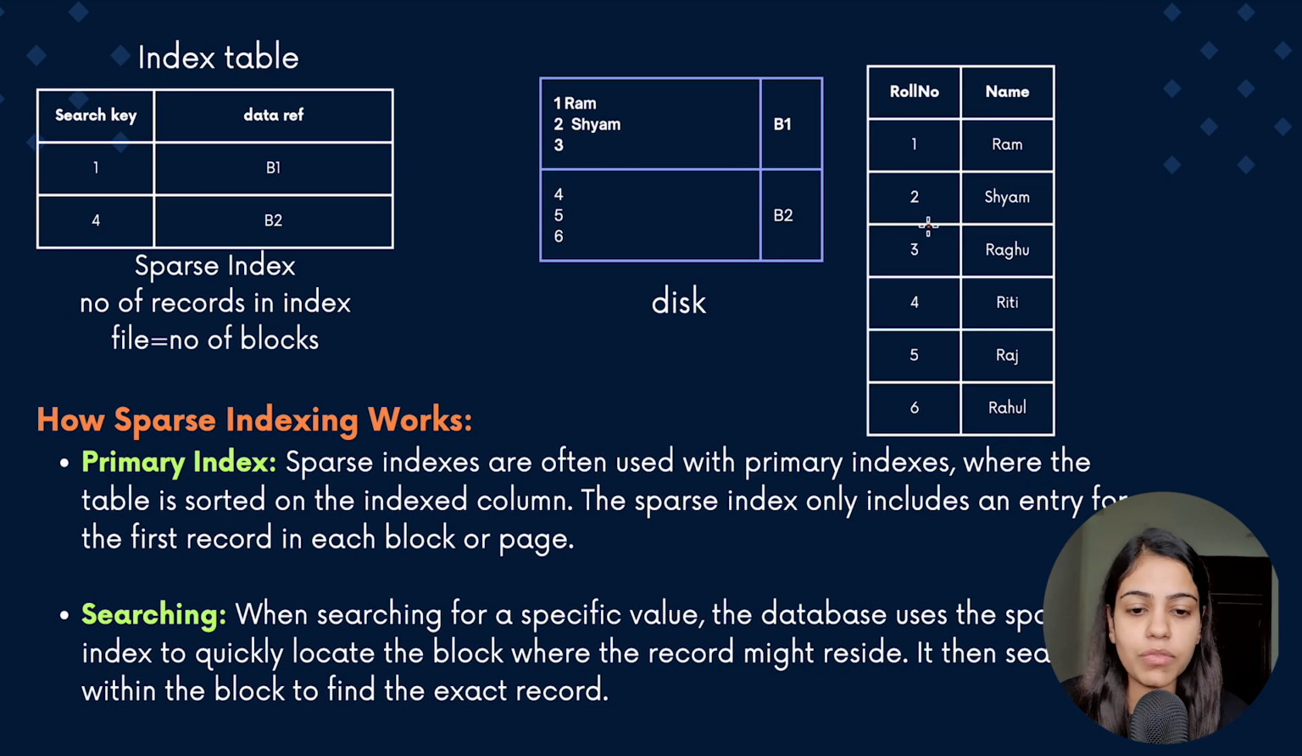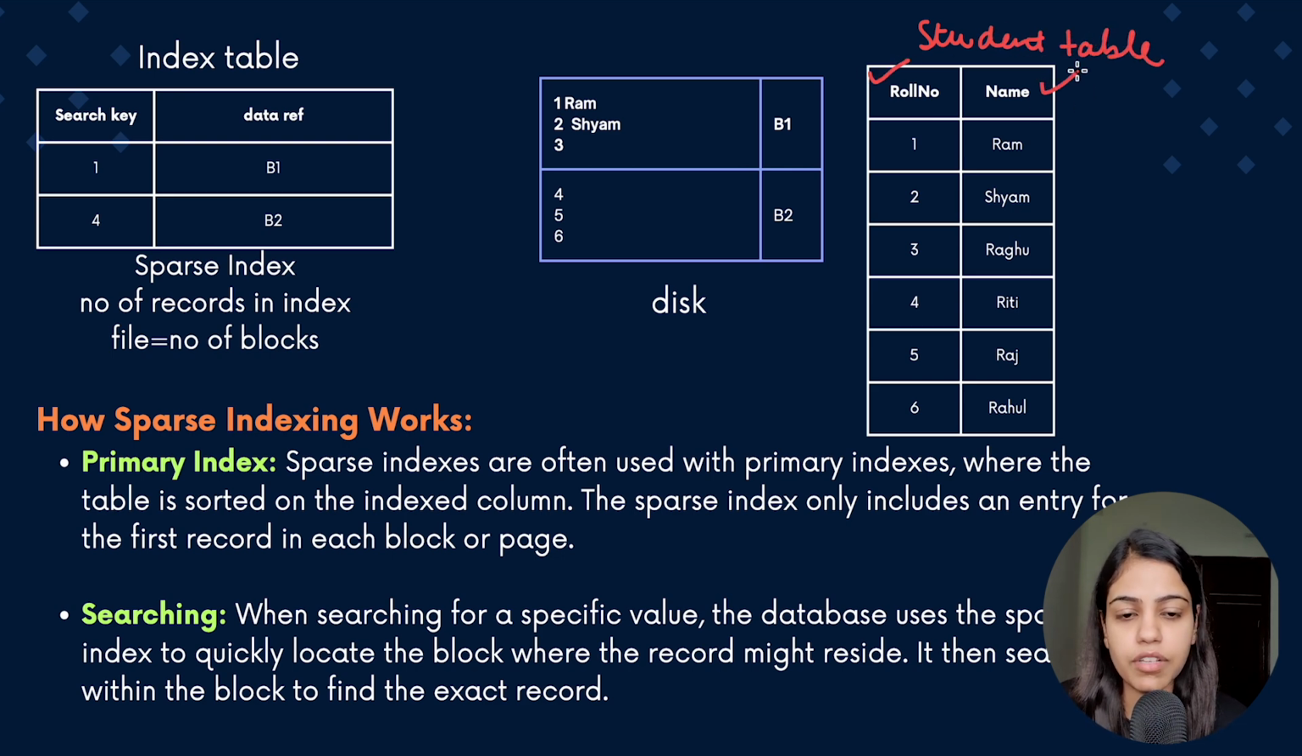Now let's understand from this example how sparse indexing happens. Consider that this is my student table. In this student table, I have the student roll number and the student name. The roll numbers are in sorted order: 1, 2, 3, 4, 5, 6, and we have provided the names for all the students. This table needs to be stored in the hard disk, so it will be stored in the blocks present in the hard disk. In block B1 we have 1, 2, 3. In block B2 we have 4, 5 and 6. So per block we have 3 records stored in this hard disk.